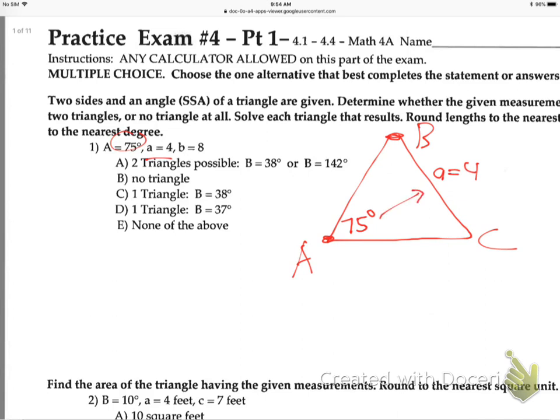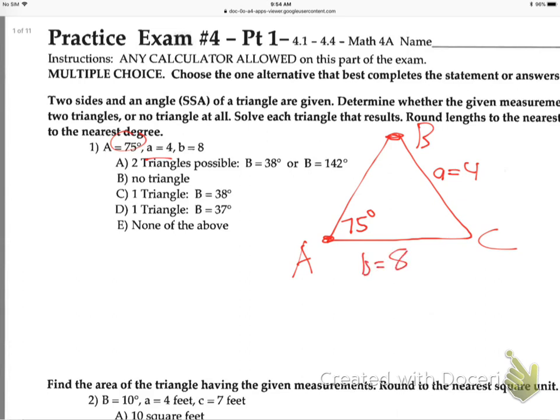So it doesn't matter how you made the triangle. If you made capital A over here, up the top, whatever, that's all fine. It doesn't matter. But you just make little a across from big A, little b across from big B, little c across from big C, right? I think you know that. And then little b is 8, so that goes down here.